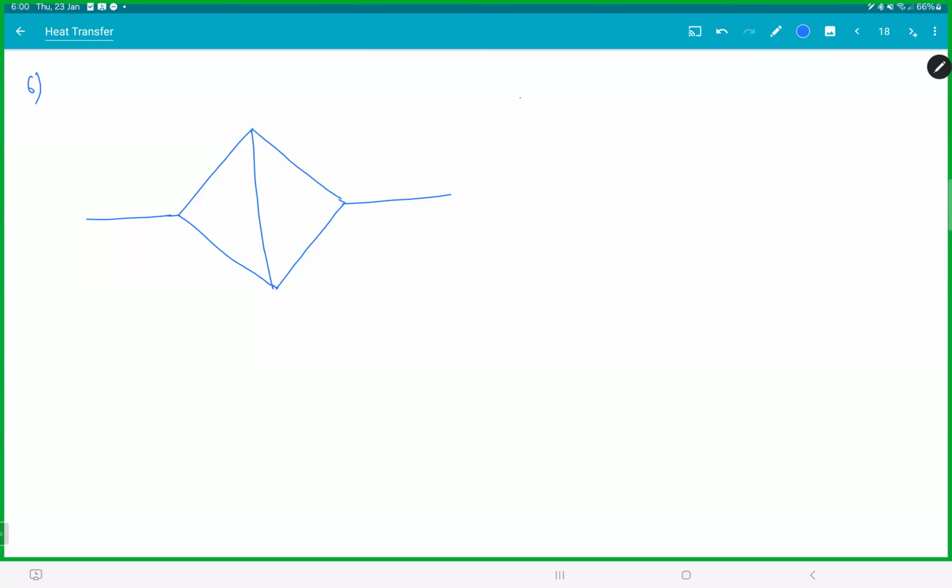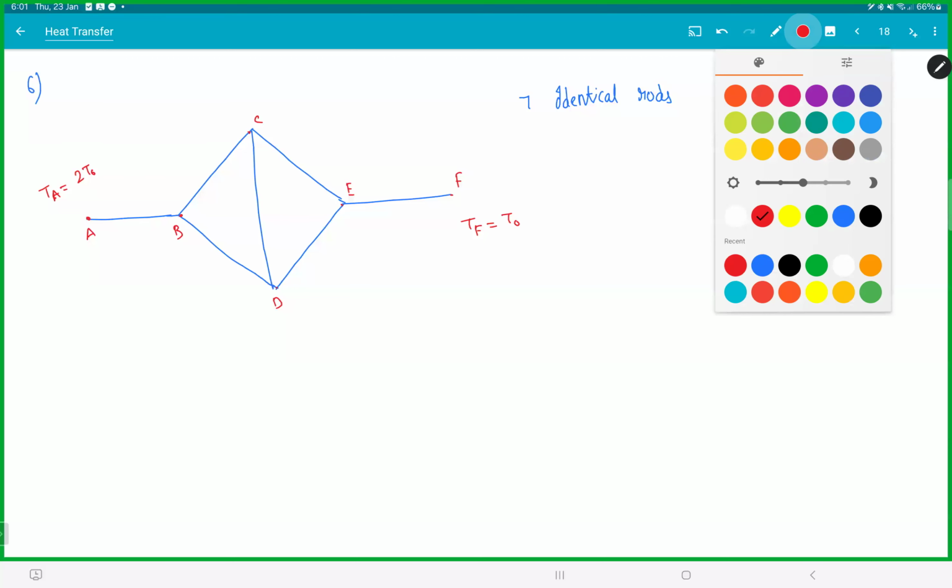You have 7 identical rods. All are L, K, A. Same length, same K and everything. This is A, B, C, D, E, F. Temperature at A is 2 T naught. Temperature at F, T naught.